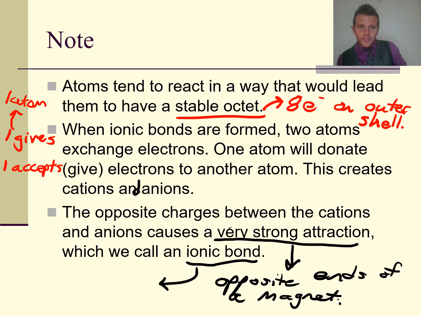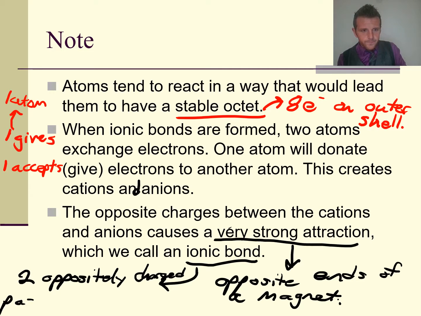An ionic bond is just two oppositely charged particles attracted to each other. A positive and a negative being attracted to each other.